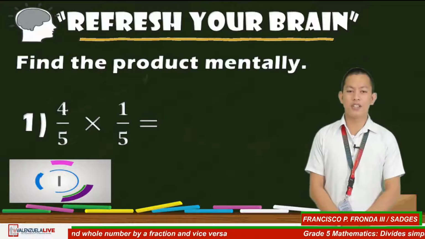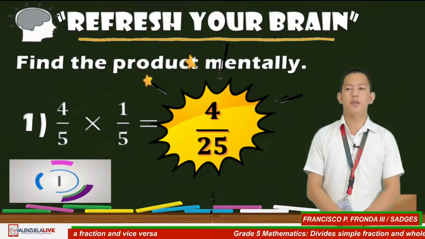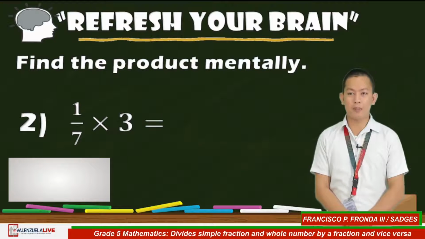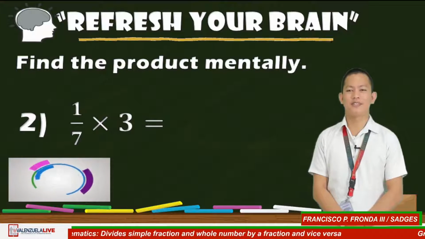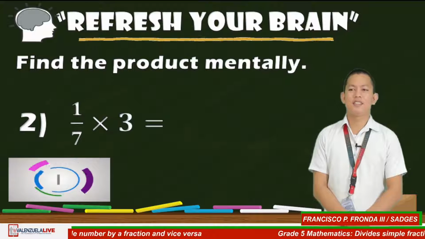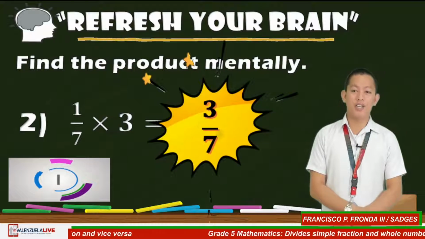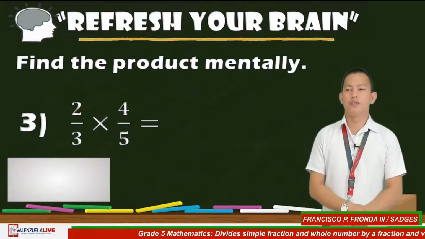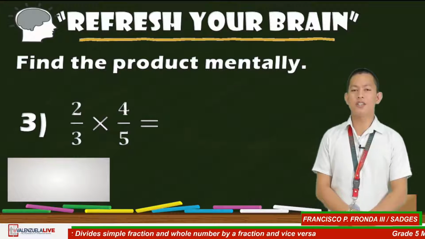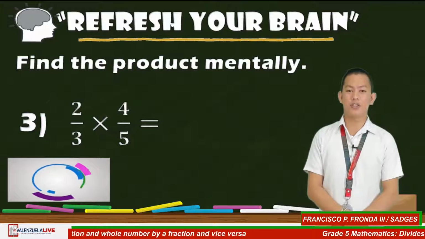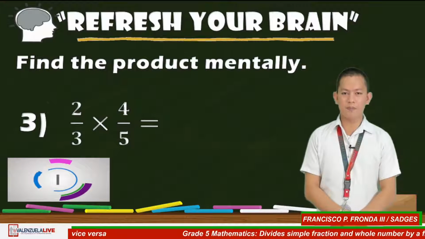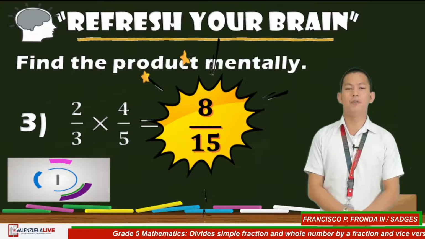Time's up. If your answer is 425, you got it right, grade 5 pupils. Let's proceed. Number 2. 1/7 multiplied by 3. Your timer starts now. Time's up. If your answer is 3/7, you got it right, grade 5 pupils. Very good. Number 3. 2/3 multiplied by 4/5 is equal to, your timer starts now. Comment down your answer, grade 5 pupils. Time's up. If your answer is 8/15, grade 5 learners, you got it right.